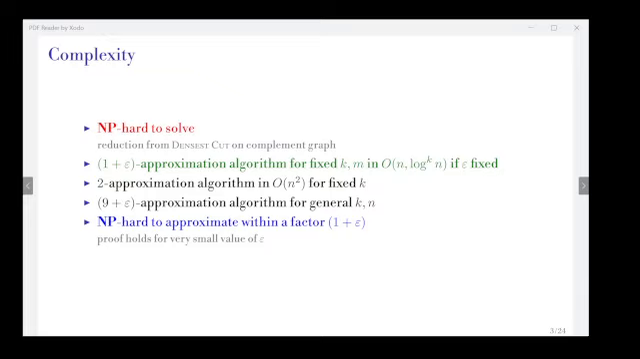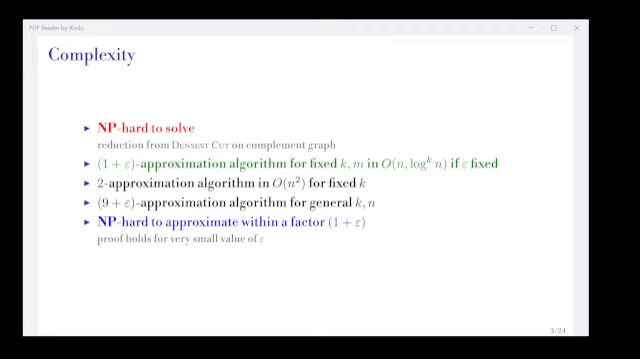So the complexity of the problem is NP-hard. The reduction is from densest cut on the complement graph. There are a bunch of approximation algorithms that work in polynomial time, but they all make assumptions. For example, some of the parameters of the problem have to be fixed.